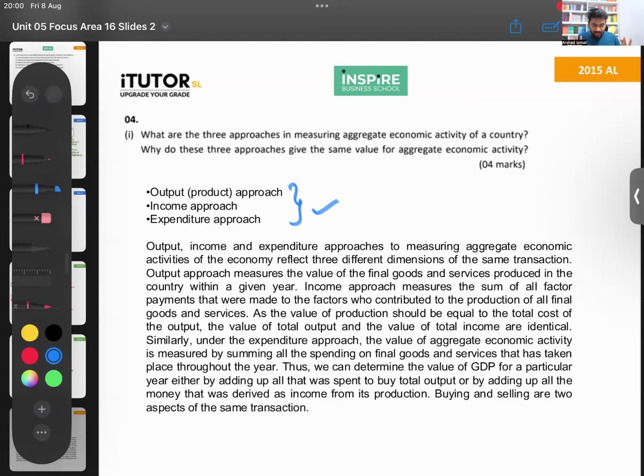I have put the answer from the marking scheme here so that I don't have to write it word by word, but you can explain this with the circular flow of income model as well.